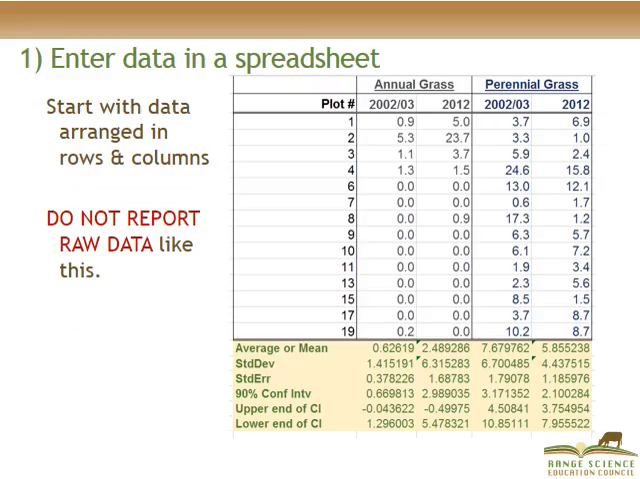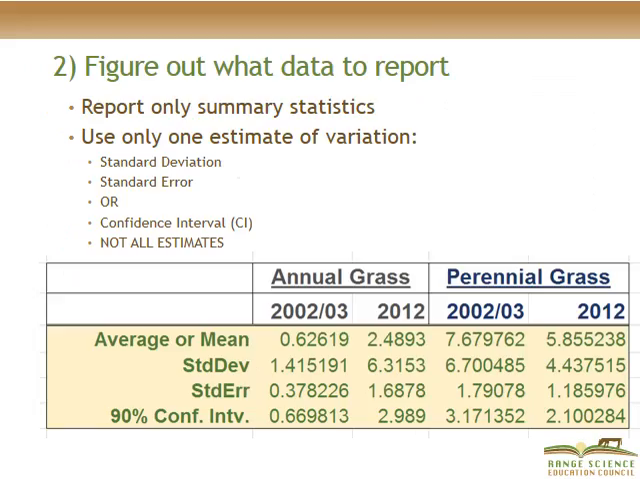First of all, I enter the data in a spreadsheet. You all saw these data. I provided them for you in assignment 1. And remember, don't report raw data. So I'm going to take these raw data and I'm going to create a table with them. So I've gotten rid of the raw data. Now I just have the summary statistics at the bottom. I've got average, mean, standard deviation, standard error, and confidence interval.